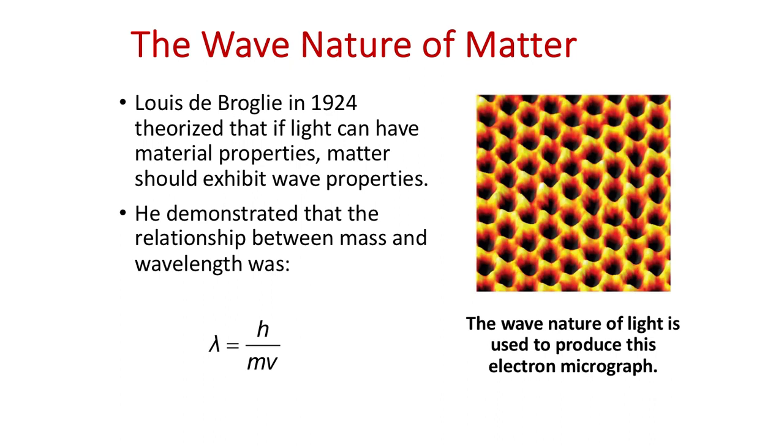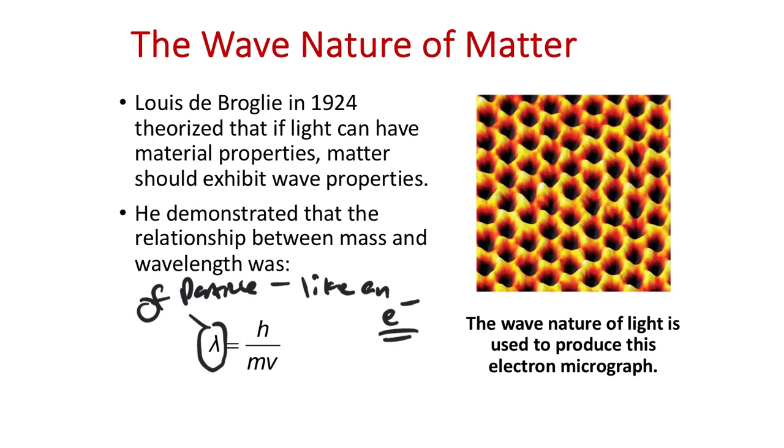And so what he tried to do was demonstrate that the electron and things small like an electron, that there could be a relationship between their mass and the wavelength of the particle. And so this is the wavelength of a particle, like an electron. So for an electron, we can take Planck's constant, divide by the mass of the particle, and then times the velocity of the particle.